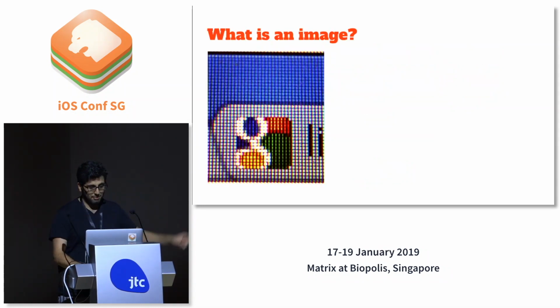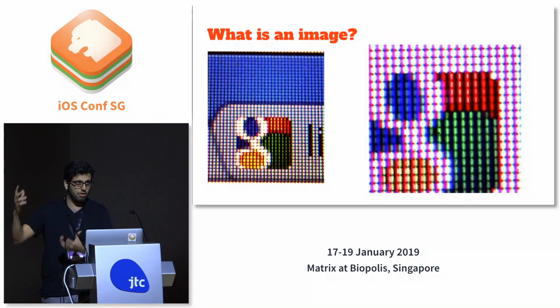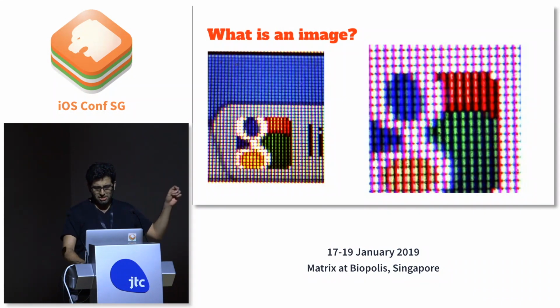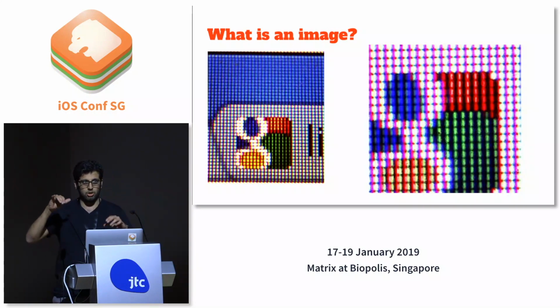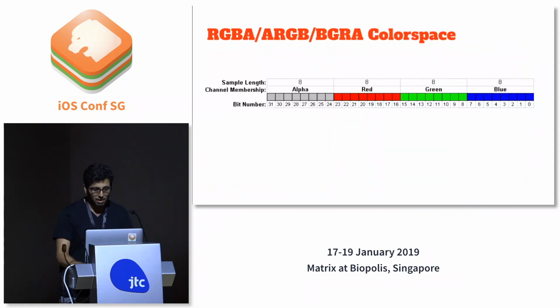Well, quite simple. Just take a close-up of your LCD screen. You'll see an image is just a 2D grid of pixels, right? In displays, they are usually represented by RGB values, or RGB and alpha values. You control the intensity of those values and you get all these different colors. That's how displays work. So a good way to represent that in memory will be the RGBA, ARGB, BGRA color space. Take your pick.